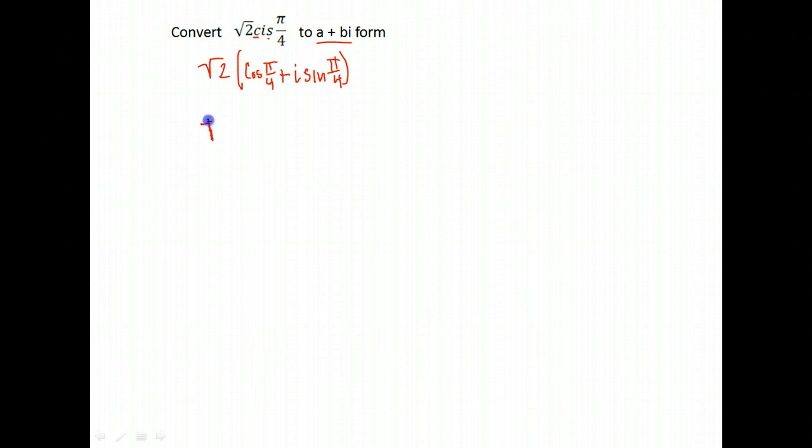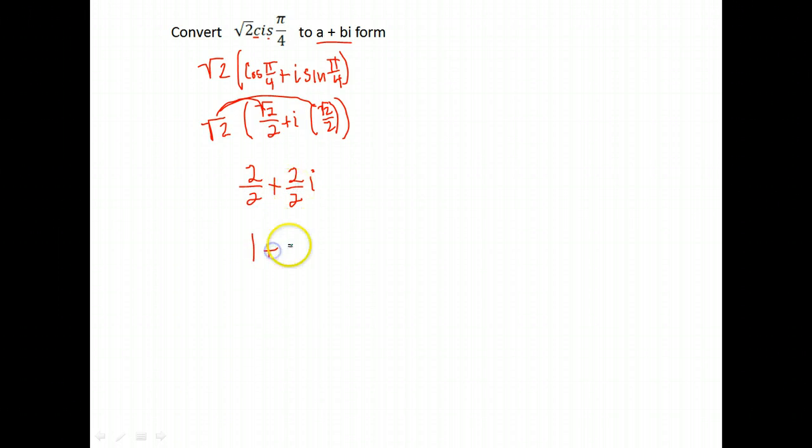Again, we know the exact values for cosine and sine of pi over 4. The cosine of pi over 4 is positive root 2 over 2. The sine of pi over 4 is also positive root 2 over 2. We distribute the square root 2. Square root 2 times square root 2 is 2. So we get 2 over 2 plus square root 2 times square root 2 is 2. So again, we get 2 over 2, but I here. 2 divided by 2 is 1, and 2 divided by 2 is 1, and we would probably write that as just 1 plus I.